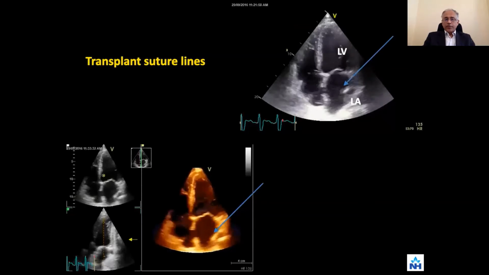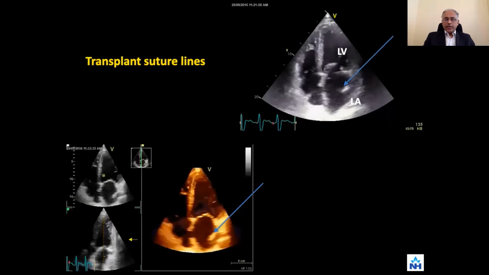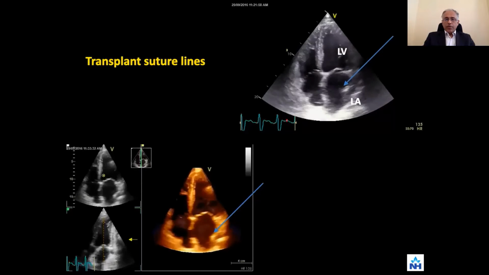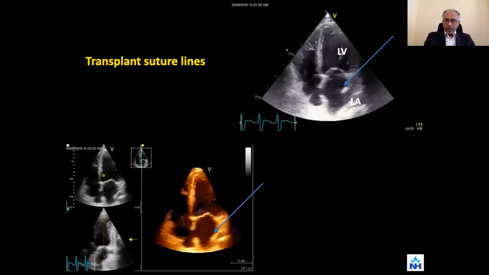So let me first finish with this, the suture lines seen during transplant. Similarly to what you saw in the right atrium, you see a similar structure in the left atrium also. So this is the point where the suturing has taken place between the transplanted heart and the part of the native tissue of the patient.